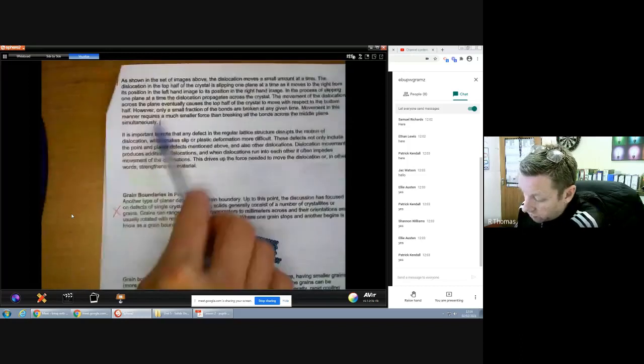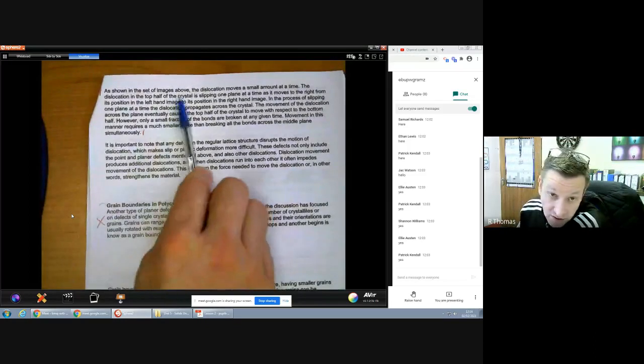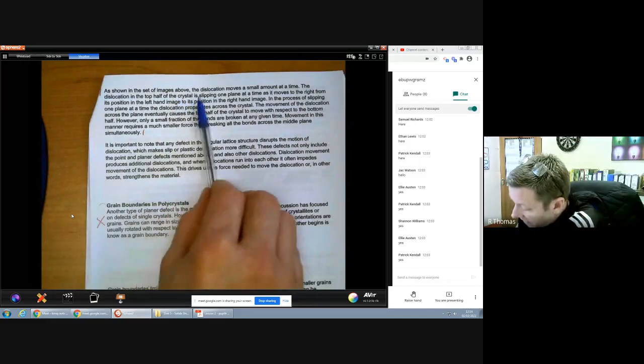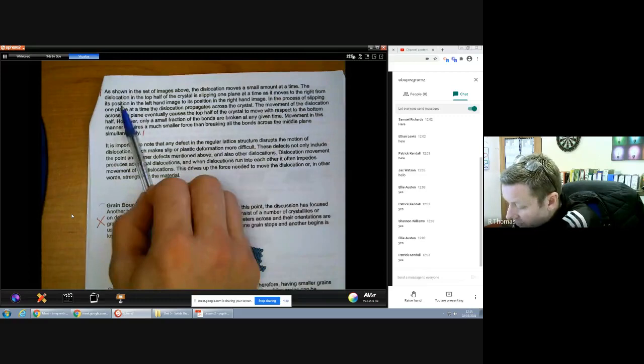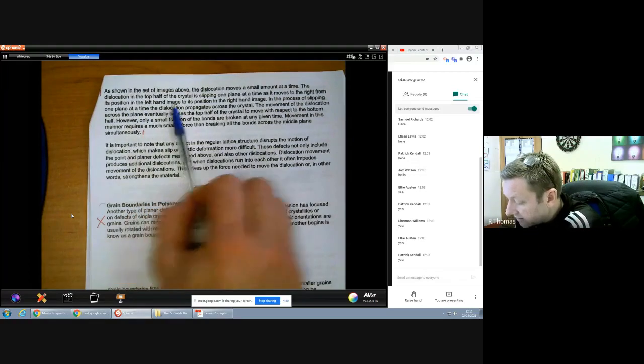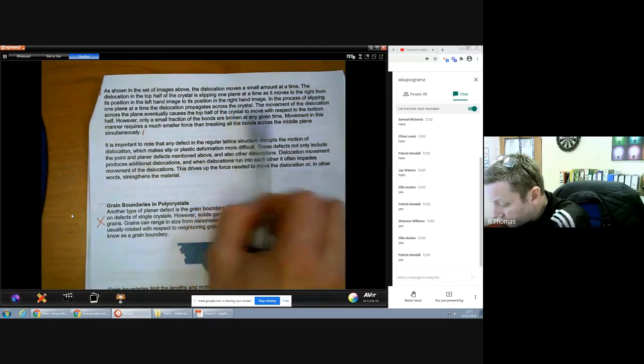Let's just read this top paragraph here. As shown in the set of images that we just spoke about, the dislocation moves a small amount at a time. The dislocation in the top half of the crystal is slipping 1 plane at a time as it moves to the right.